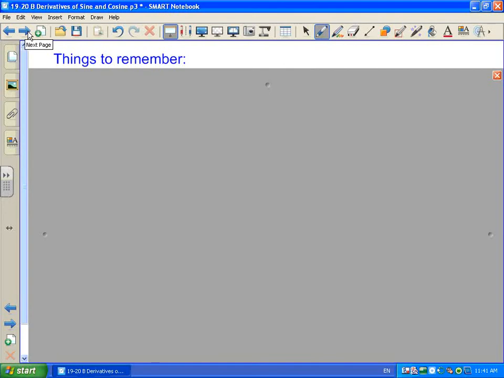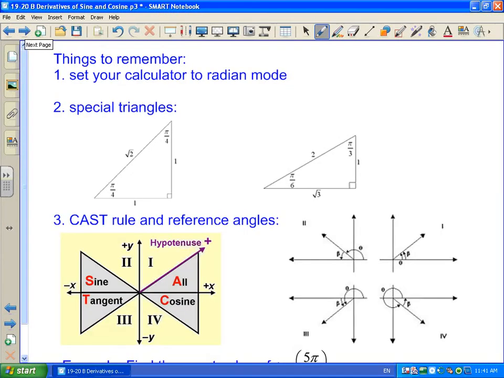To remember when you're working with trig functions: calculator in radian mode. Sometimes we do these questions in radians, sometimes we do them in degrees. Every time you see a pi for one of your angles, you know that we're working in radian mode. If it doesn't specify, assume that we're working with radians here.